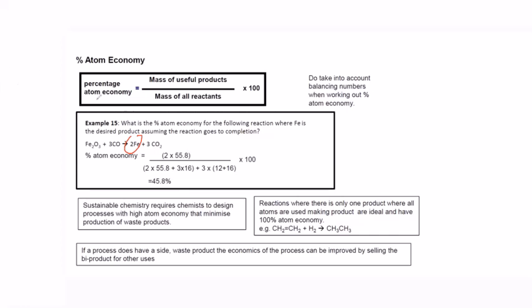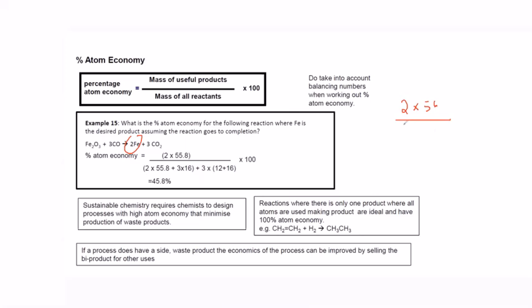So the mass of a desired product. What is the mass of a desired product? Iron is the desired product. We want iron. So it will be 2 multiplied by 56, divided by the total mass of reactants or total mass of products. So I can find the total mass of reactants or I can find the total mass of products.